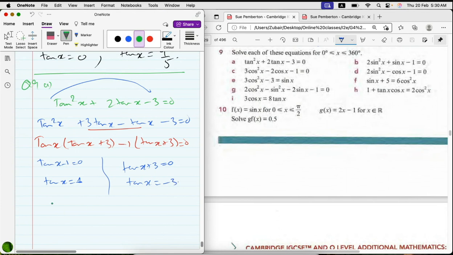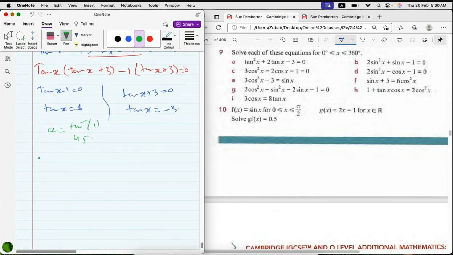We're getting two different basic angles. That's tan inverse of 1. I'm getting 45. So for the first one, x is positive. So tan is positive in first and third quadrants. That's 45 and 180 plus 45, that is 225. On the other side, basic angle is tan inverse of positive 3, and we get 71.6.